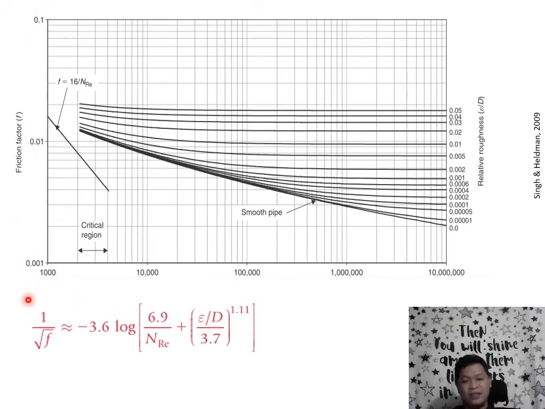Pero to make things easier, there is this table here that is translated into this equation, no? So if it's a laminar flow, you just use this equation. If it's turbulent flow, you could use this equation instead para hindi na kayo mag-table-table dyan.